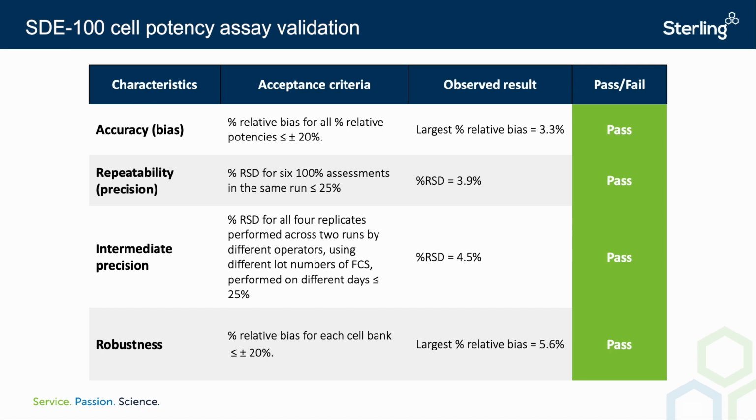Intermediate precision was determined for 4 assessments performed across 2 runs by different operators using different lots of fetal calf serum in the media and performed on different days. The percent RSD was 4.5%. Robustness was determined by comparing relative bias of assessments made using 2 different cell banks. The largest percent relative bias was 5.6%. All these validation criteria looking at assessment accuracy, variability within a run, variability between runs, and variability between different cell banks passed the validation acceptance criteria.